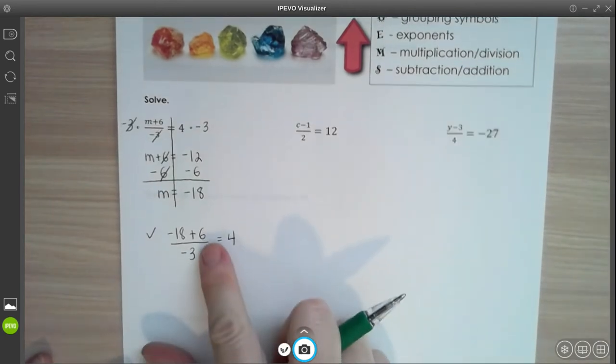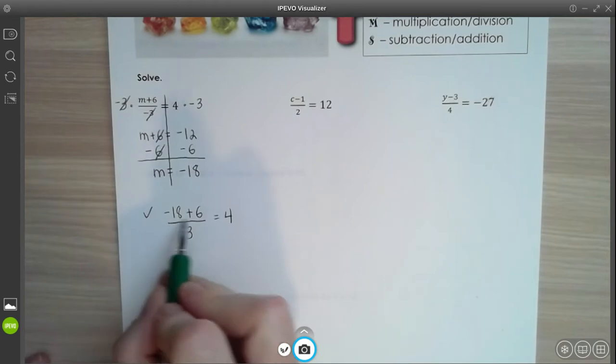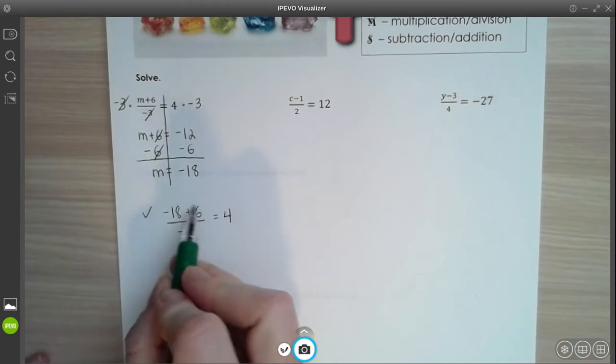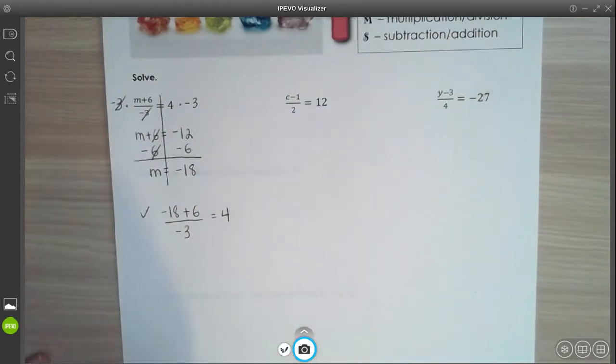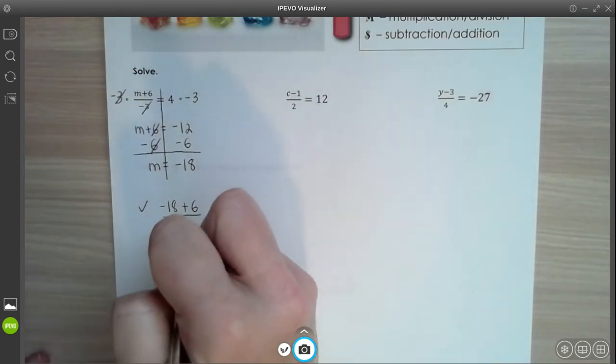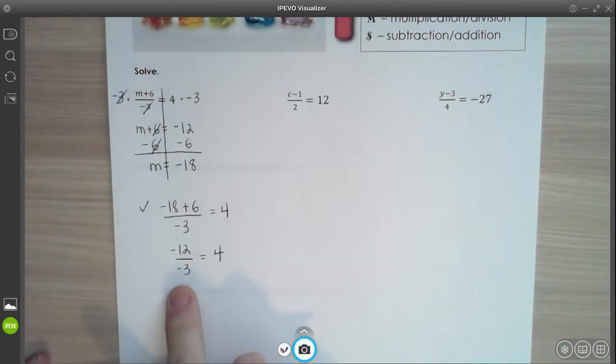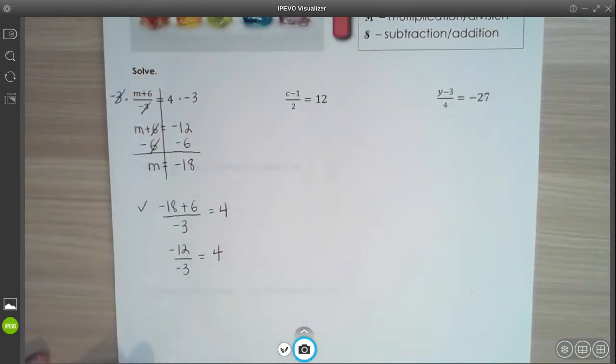So when we do a problem like this, again, the fraction bar means a grouping symbol. So we would actually be evaluating the top separately from the bottom before we divide. So on top, -18 plus 6 is a -12. Okay, and that is in fact true. -12 divided by -3 is 4.